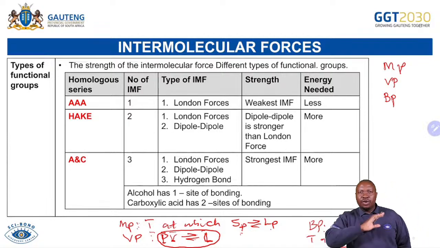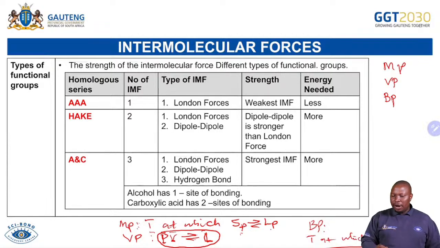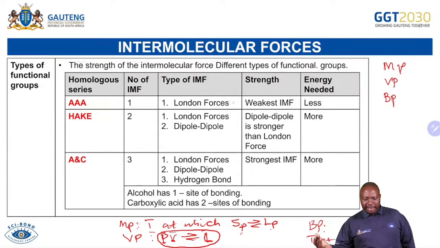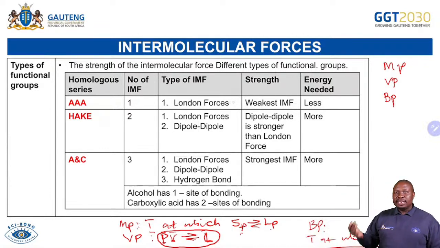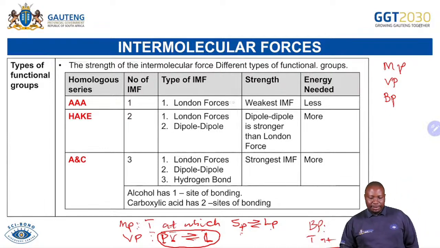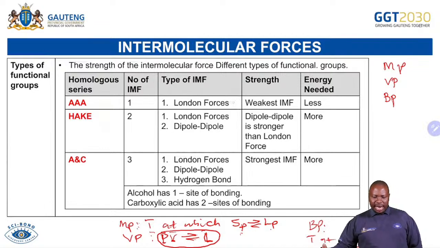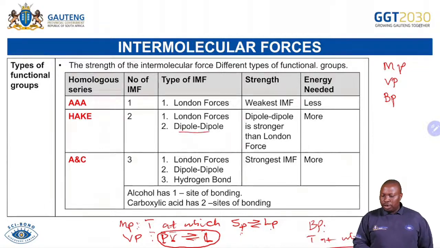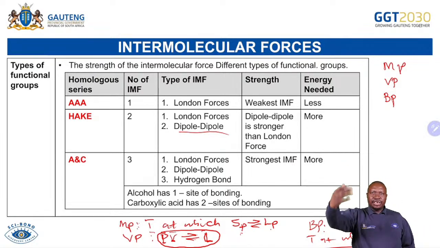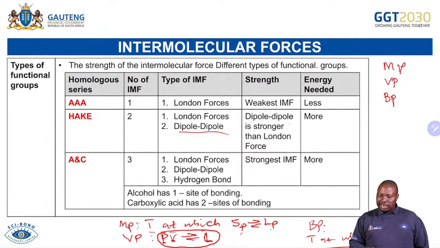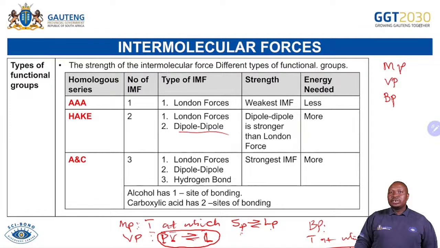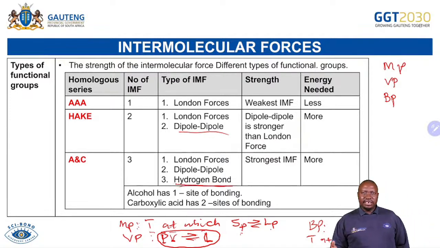The issue of forces, I know you know the forces by now. Our alkanes, alkenes, and alkynes have London forces, which are the weakest intermolecular forces, so less energy is required to overcome them. Our haloalkanes, aldehydes, ketones, and esters have dipole forces in addition to the London forces, and the dipole forces are stronger than the London forces. Your alcohols and carboxylic acids have hydrogen bonds. So these are the strongest intermolecular forces.